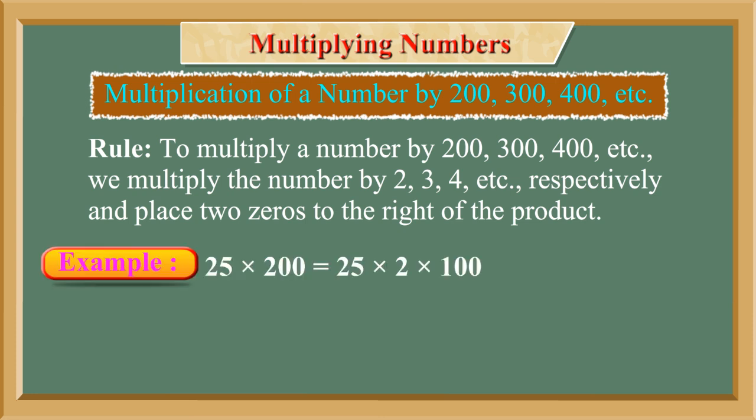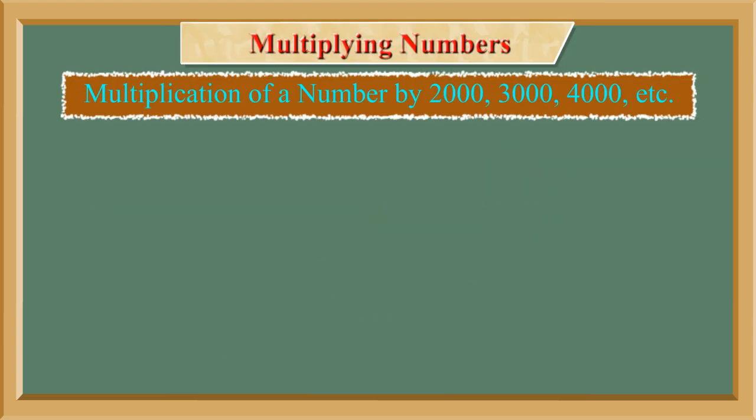Example: 25 multiplied by 200 is equal to 25 multiplied by 2 multiplied by 100, which is equal to 50 multiplied by 100, which is also equal to 5000.